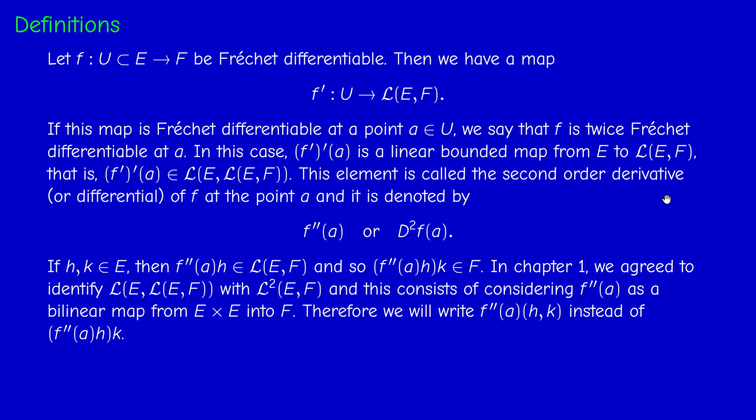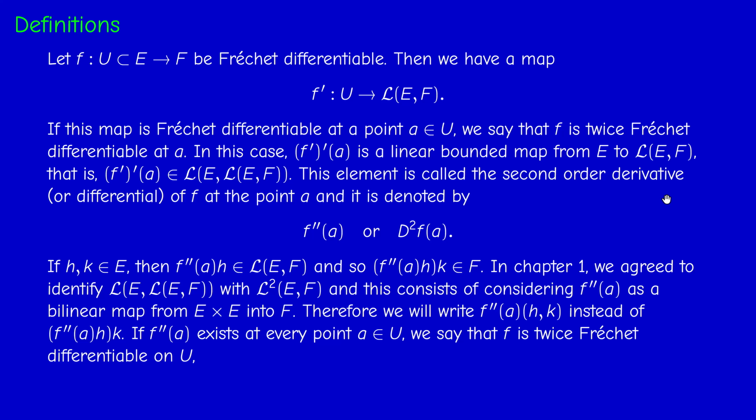Okay, so I have 2 points of view for considering F double prime. So either as a linear map into the space of linear maps, or as a bilinear map from E times E into F. Okay. And as usual, if the second derivative of A exists at every point of U, we say that F is twice Frechet differentiable on the whole domain U. And therefore, in this case, we get a map from U into the space of bilinear maps from E times E into F.